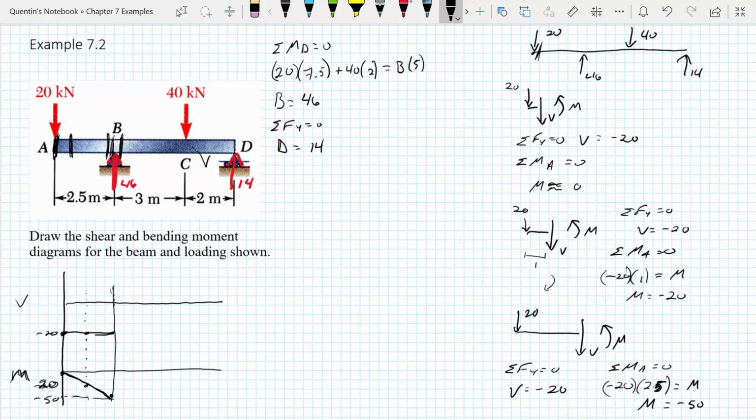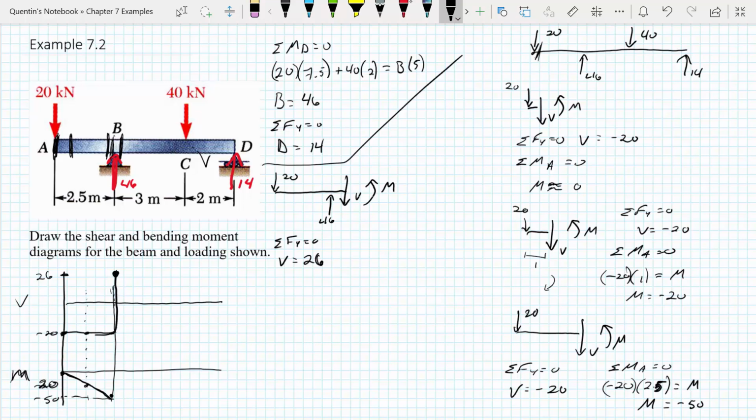So let's look at this point right here. Now I have this beam. I have a force down here of 20, but now I have a force here of 46. If I cut this off, I have a V and an M. The sum of my forces in Y equals 0 tells me that V is equal to 26. It's a positive 26, so this also bumps up here to 26. Boom. And I have a point right there.